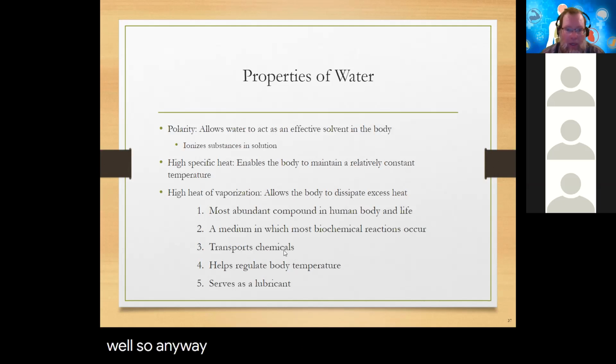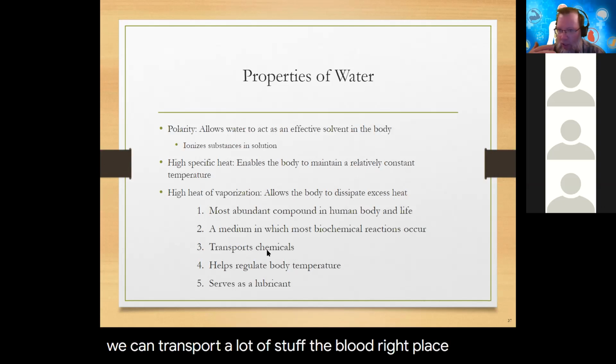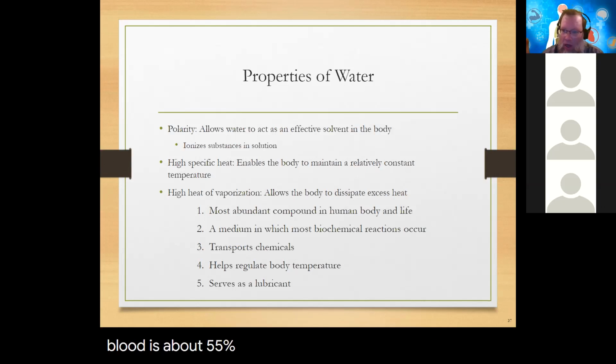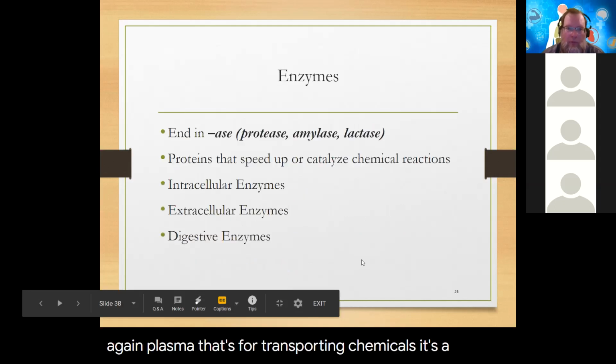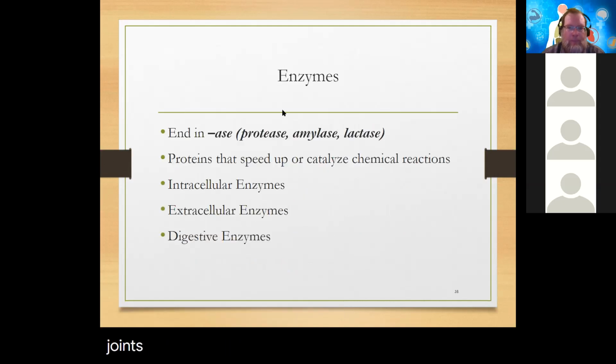So anyway, we can transport a lot of stuff. The blood, right? Your blood is about 55% water. So we call it, again, plasma. That's for transporting chemicals. It's a lubricant for our joints.